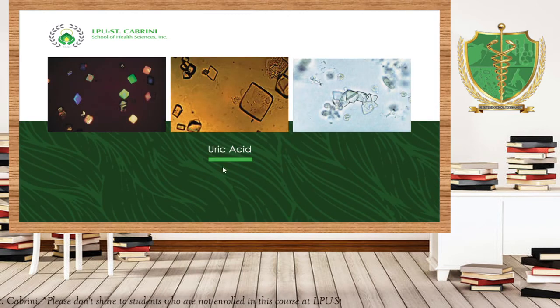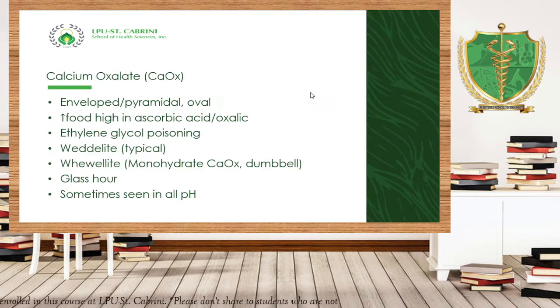So this is the structure of uric acid, and this is what I'm telling you. Uric acid is a good example of a crystal that can polarize light. Di ba ang ganda? Okay? Uric acid. Next in line is the calcium oxalate, or sometimes called as the CaOx.